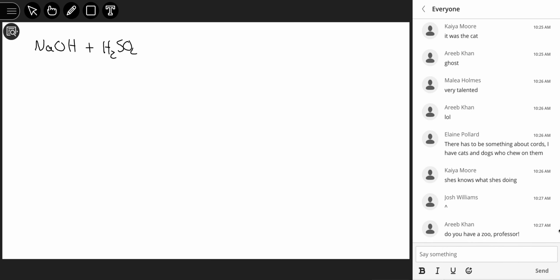Sulfuric acid, and it makes sodium sulfate and water. Two of these. And that'd be 4, so we need 2 here. I think that's balanced. Is that right? That is not neat, though. So it's 2 NaOH plus H2SO4 makes Na2SO4 plus 2 H2O.